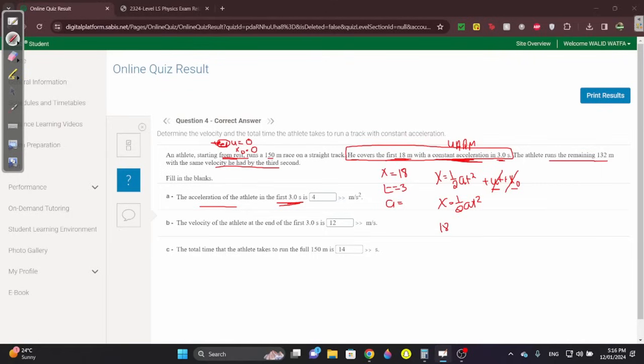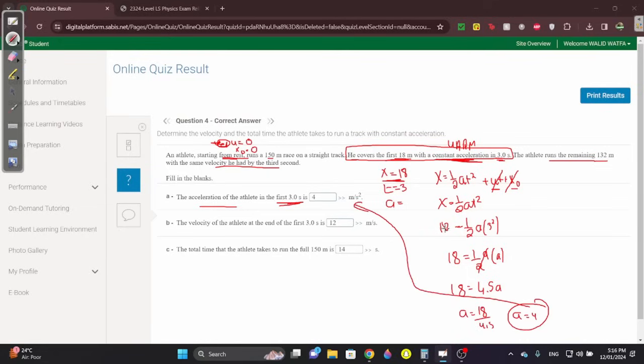X is 18 meters, half times acceleration, which we don't know, times time squared, which is 3 squared. So 18 equals half times 9 times a. So 9 divided by 2 is 4.5 a. You take 4.5 to the other side, and it'll be 18 divided by 4.5, which is 4.